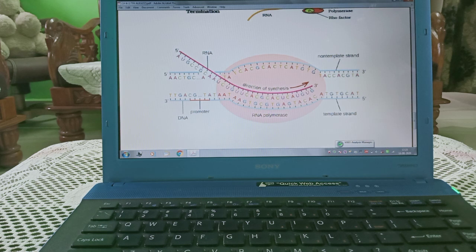As you can see, this is the non-template strand. Non-template strand means this is the strand where the coding is written but it is not converted yet. Now here you can see thymine converts to adenine, adenine converts to thymine, cytosine to guanine, thymine to adenine, guanine to cytosine, cytosine to guanine, and like that. And this newly formed strand is known as the template strand.